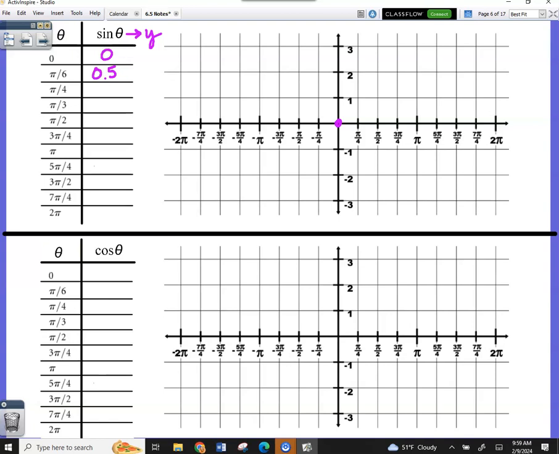What'd you get? 0.7. Yeah, 0.7. Now this we're going to graph. That's an increment of a quarter, right? So we're going to go to pi over 4. You can see if I go all the way up to 1, that would be 1. Well, it's 0.7, so I'm going to back down just a little and put a point.